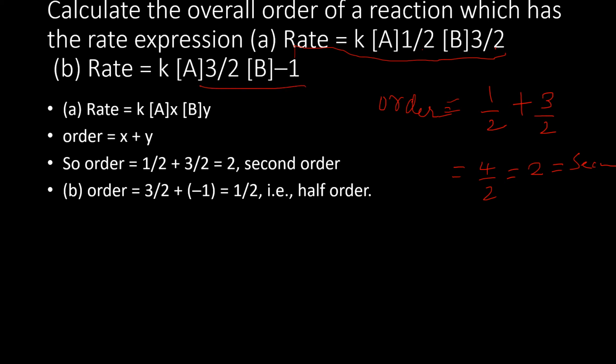The second one: order will be calculated by using the power of A, which is 3 by 2, and the power of B, which is minus 1. So we'll get 3 minus 1 by 2, minus 2 by 2, equal to 1 by 2. We are taking a common denominator, so we need to multiply this with 2. So that is a half order reaction.